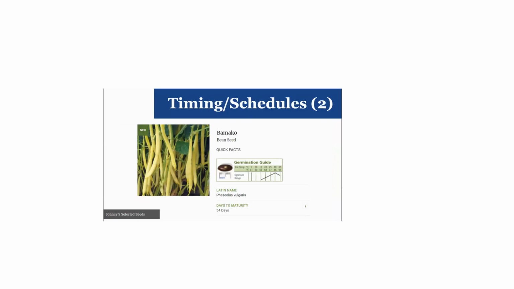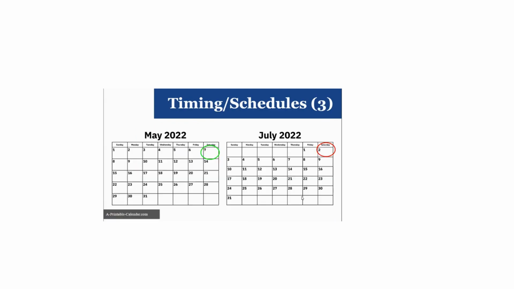So I decided just to pick a type of bean. Here, you can look at the germination guide. At minimum, it wants 60 degrees Fahrenheit and at maximum 95. Anything outside of that, your plant is not going to germinate. And you see here the days to maturity is 54. Those temperatures are usually happening in May if you're thinking about being on Long Island.